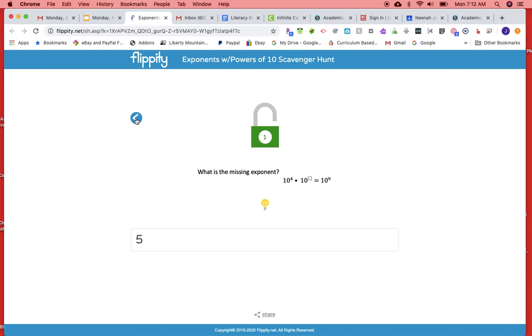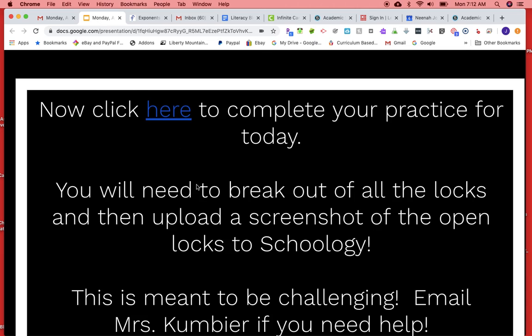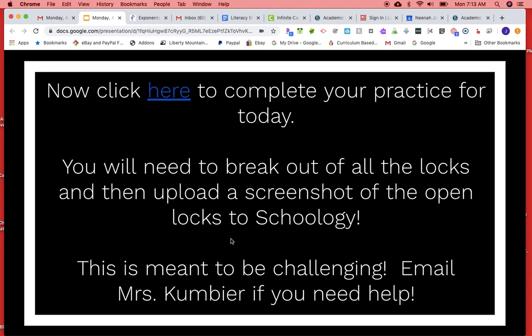You're just going to keep going. If we go back to our arrow, notice I got that done. And you're going to work your way through all 8 of your locks. When you have it complete, take a screenshot and then upload it to Schoology.